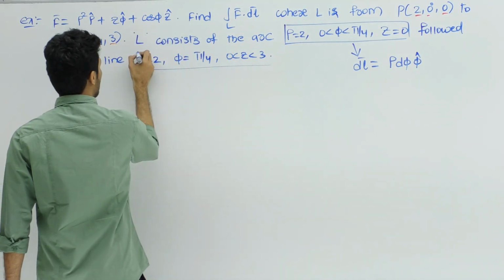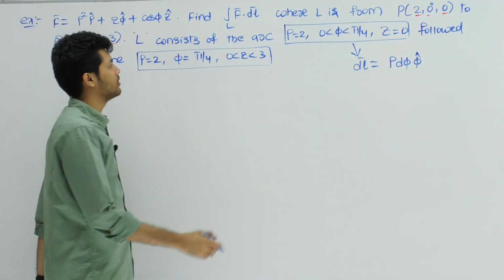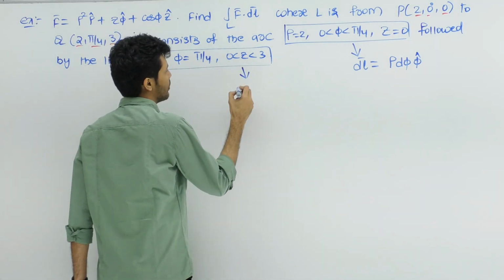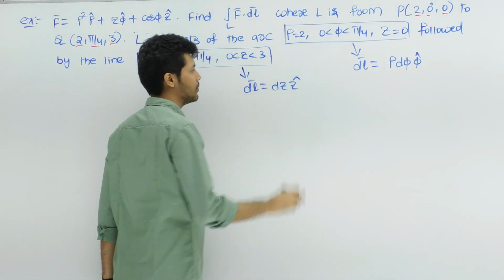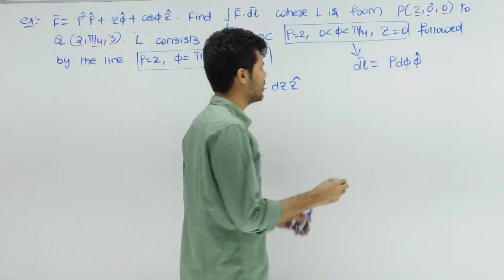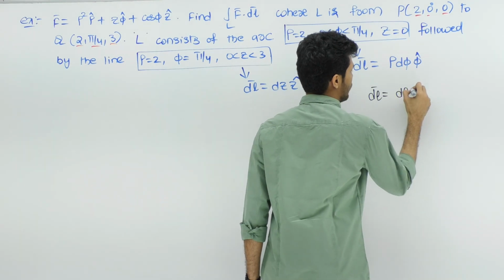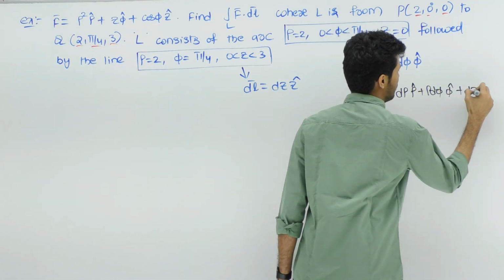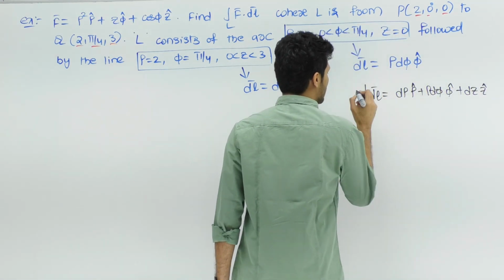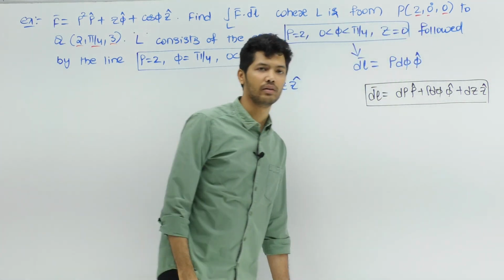Now what about this direction? In this particular path, the only parameter that changes is z. So along this path, we can write dl bar is equal to dz z cap, okay? In general, we know that the differential length vector in the cylindrical coordinate system is dρ ρ cap plus ρ dφ φ cap plus dz z cap. This is the general differential length vector in the cylindrical coordinate system.